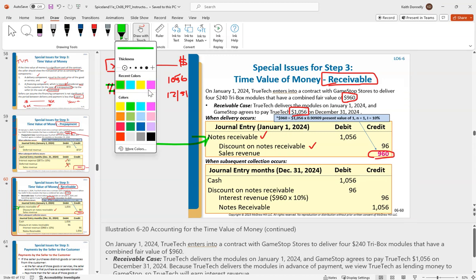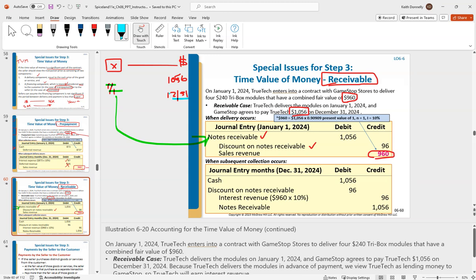Then what do we do on 12/31 when we get the cash? We'll debit cash 1,056, what they tell us, get rid of that discount that we teed up, recognize the interest revenue, because we're treating the time value of money, of 96, and get rid of that note receivable. The combo of these two is going to get us to the 1,056.